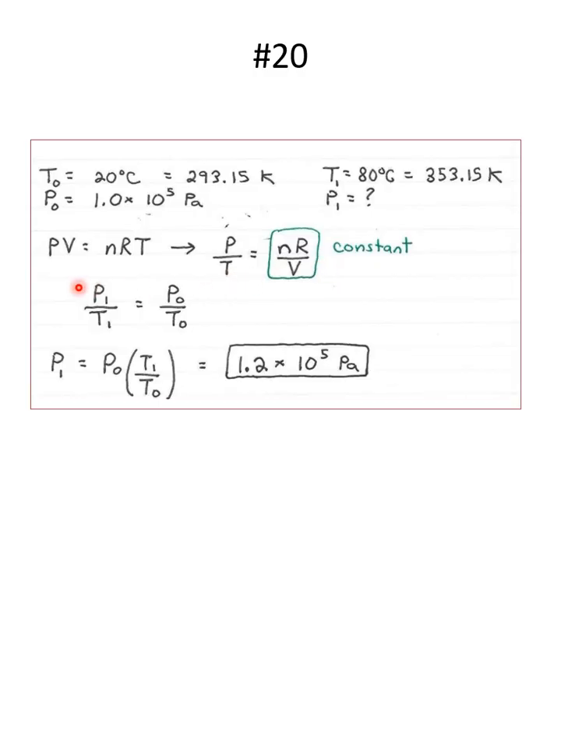And with that in mind, we'll say P1 over T1 equals P0 over T0 and solve for whatever we need to solve for, P1. So we get P1 is P0 times T1 over T0. So you can see the new pressure is based on the old pressure times the ratio of the new temperature to the old temperature. And we get 1.2 times 10 to the 5th pascals.